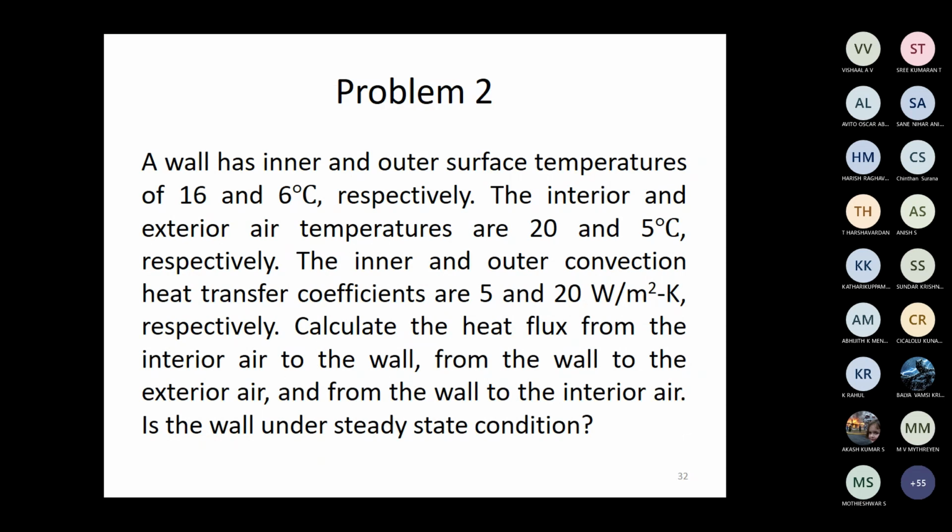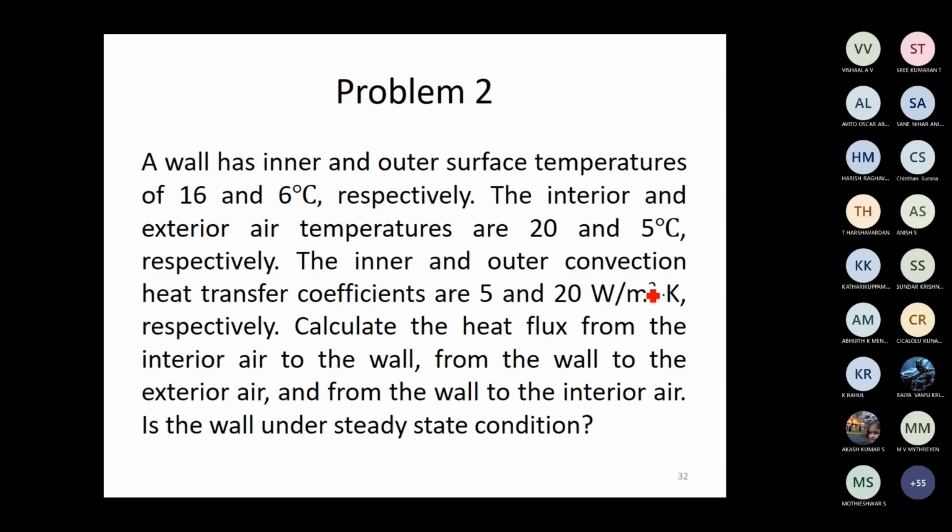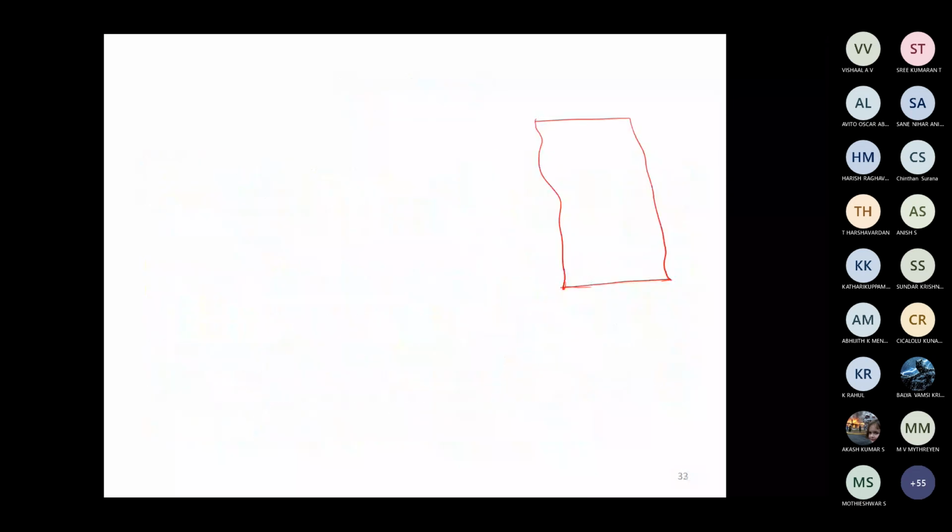All right, so first I will draw this wall. This is the wall, a vertical wall across which heat transfer is taking place. Now this wall has inner and outer surface temperatures of 16 and 6. Say this is inside, this is outside. So this is 16 degrees Celsius and this is 6 degrees Celsius.